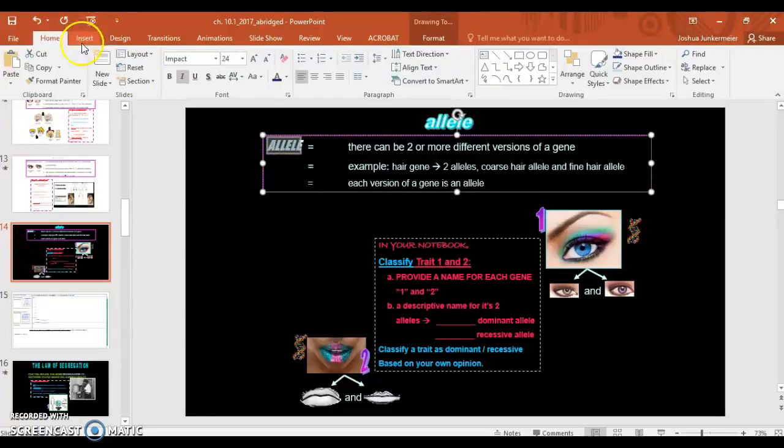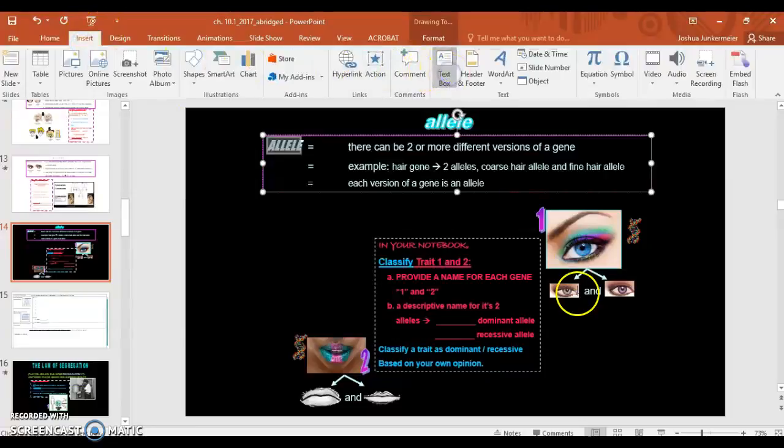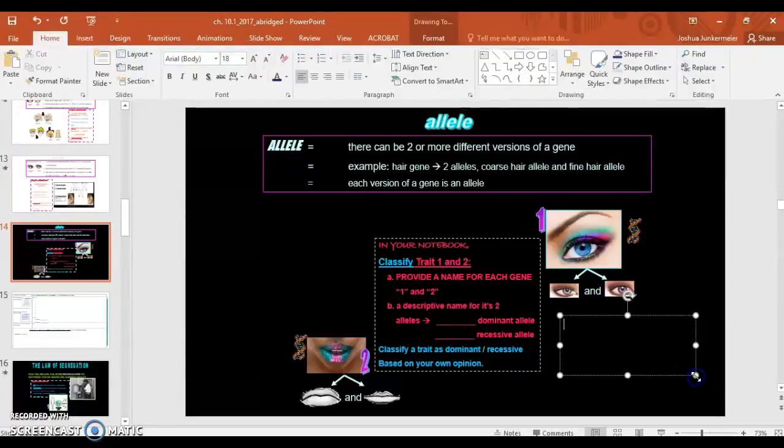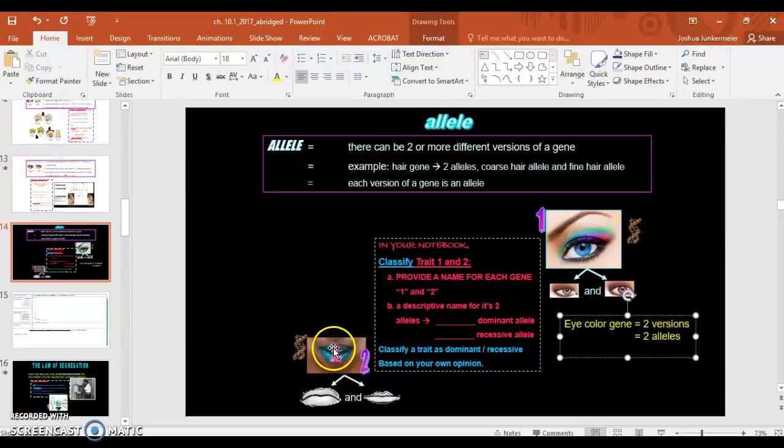let's write down our thinking here. So add a little text box here. All right, so we have the eye color gene, and according to this picture, for situation number 1, we have 2 versions. Another way of saying versions is 2 alleles. Our job, if we're going to complete this task, I'll do one with you, and then you know how to do 2 on your own, but we have to name each allele.